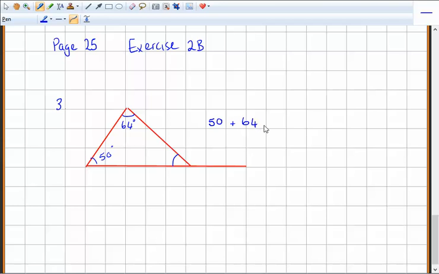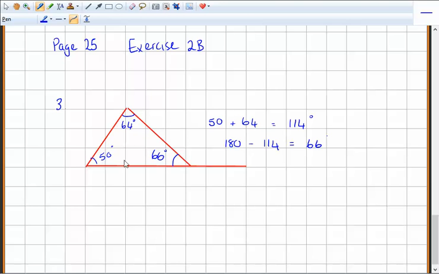50 plus 64 is 114. Calculator, it's cheating. Go on, Sophie, you do it in your head. 50 plus 60 is 110, so 114. Yeah, perfect, well done. 114 degrees. This one has to add up to 180, so if we do 180 minus 114, that gives me 66, good. So this one's 66.